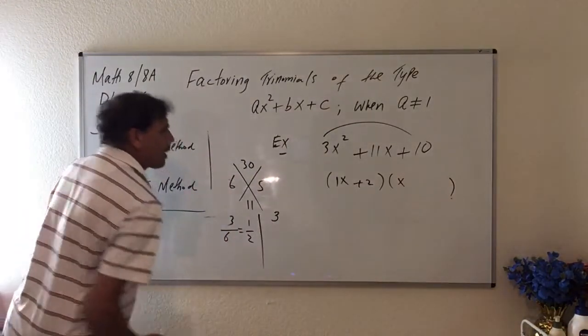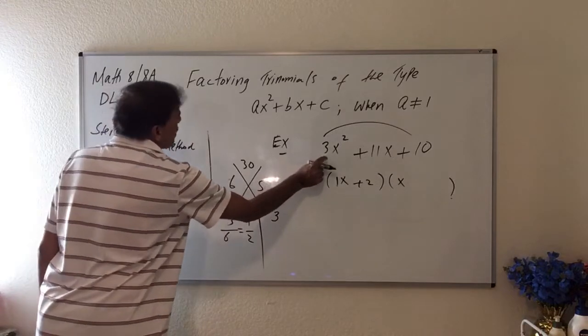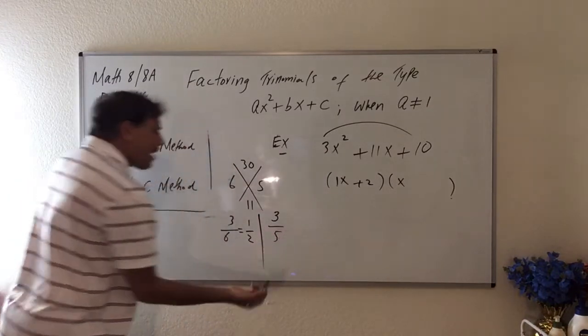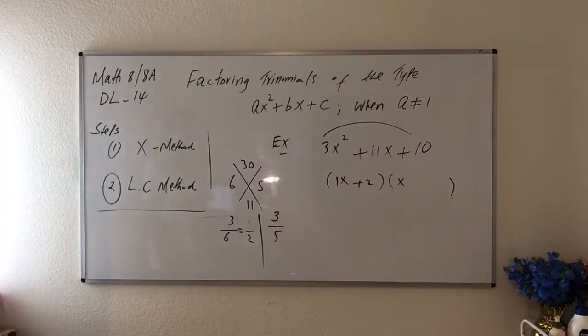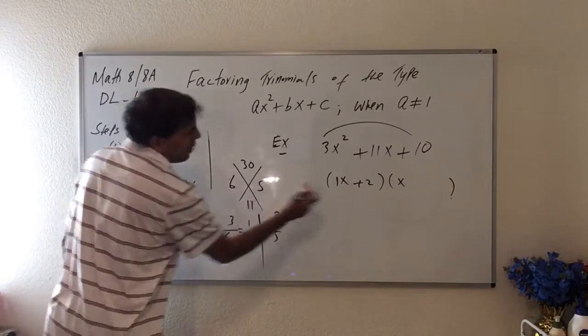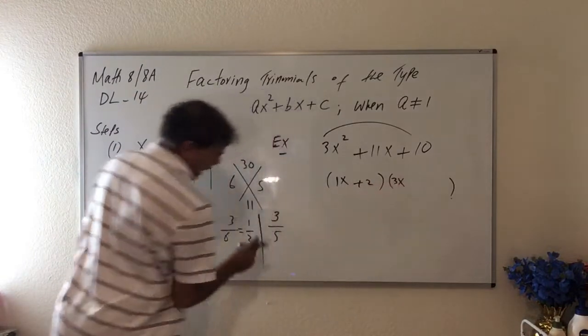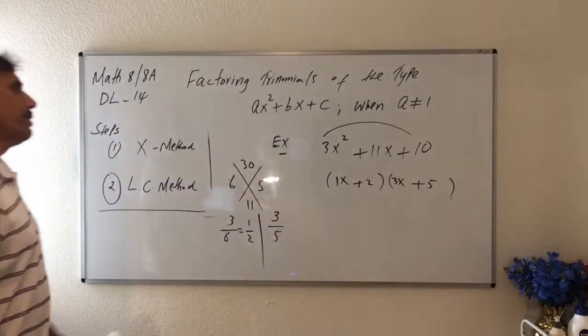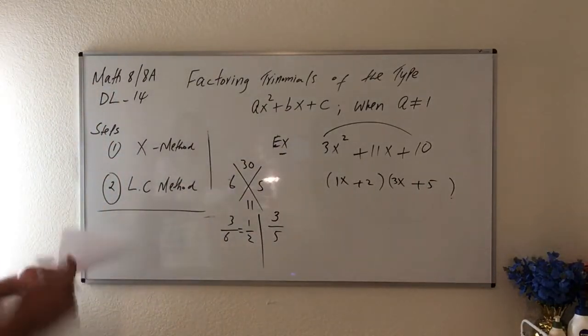Okay, so now we're going to use the LC one more time because there are 2 factors. You can always draw a line in the middle, and make sure the leading coefficient is always on the top. The bottom is 5. Can you simplify 3 over 5? No, because they're both prime numbers. Then the top number is always the coefficient of x, and 5 is positive, so plus 5. And that's the answer.